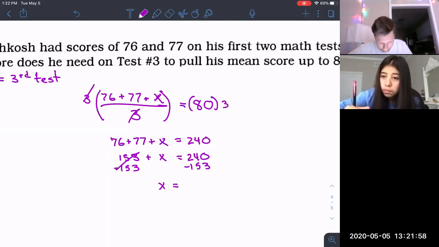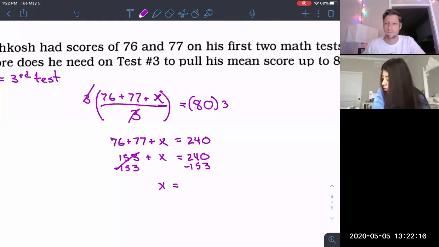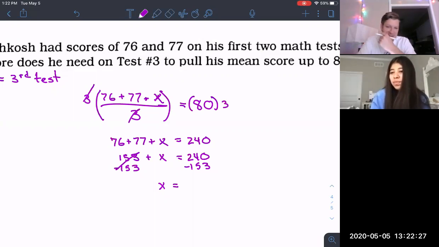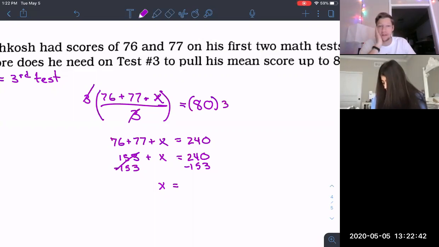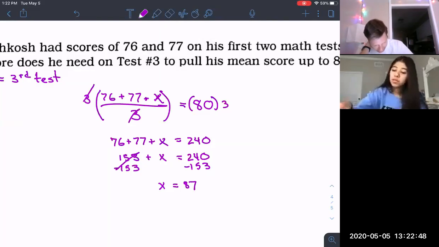All right, so what'd you get? 225. Does that sound right? No, I think you left off the 3. Check your calculator. See if you just typed in 240 minus 15. Yeah. All right, so calculator error. That's okay. It happens. Well, we know that's not right because he can't get a 225% on the test. 87. There. That makes more sense, doesn't it?